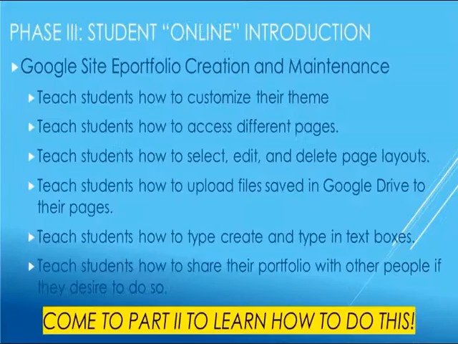Phase 3, you're going to do online. You're going to have to go into Google Sites. How do you create it? Once you get them to duplicate yours, then how do they customize it? They can choose a different image. They can add their picture. How to go to the different pages. How do they select, edit, and delete the little layouts? How can they upload their own files? How do they create and type in those text boxes? How do they share their portfolio with other people?